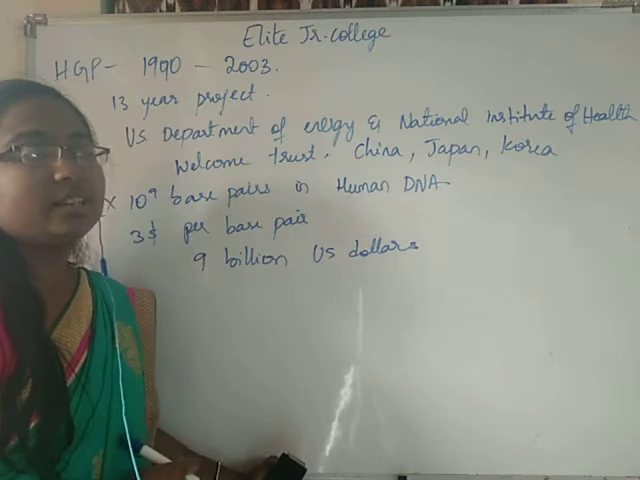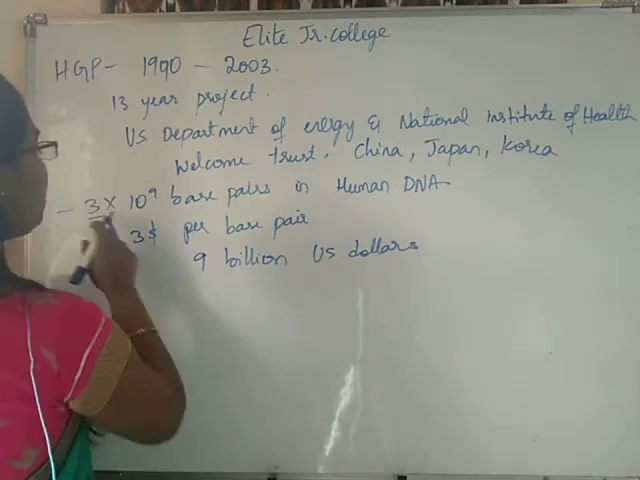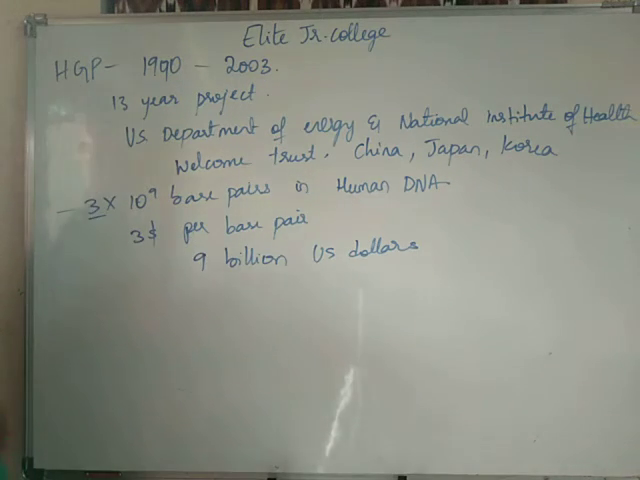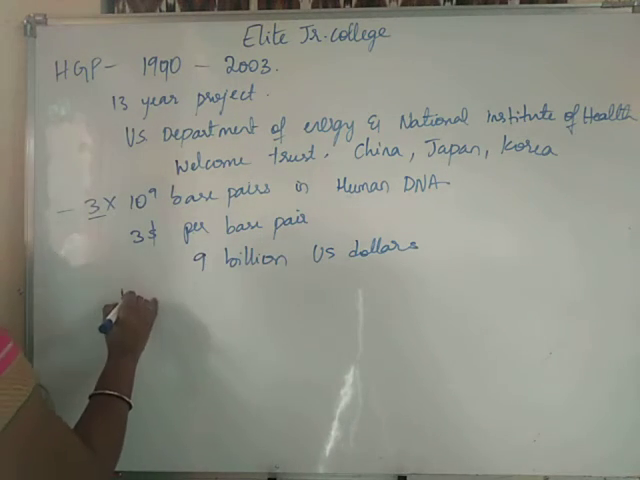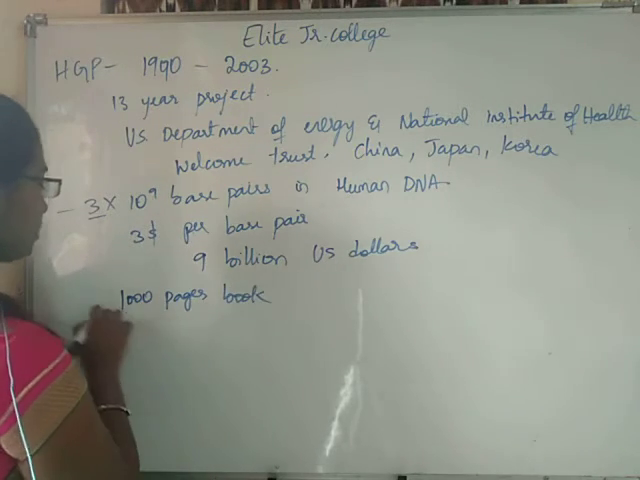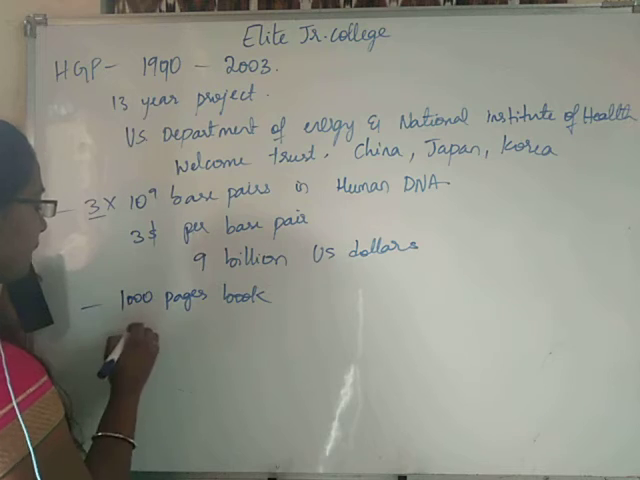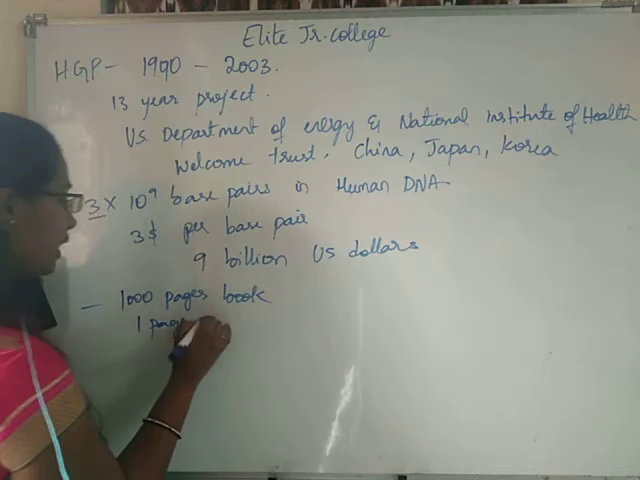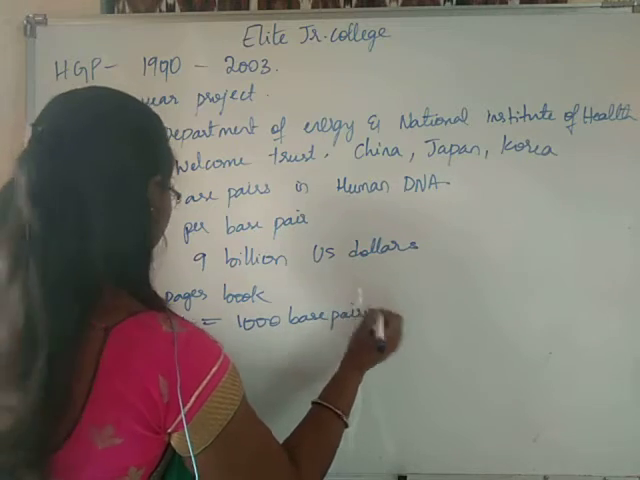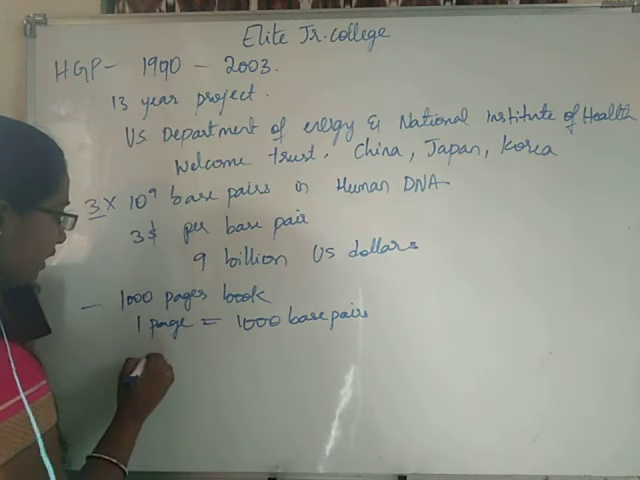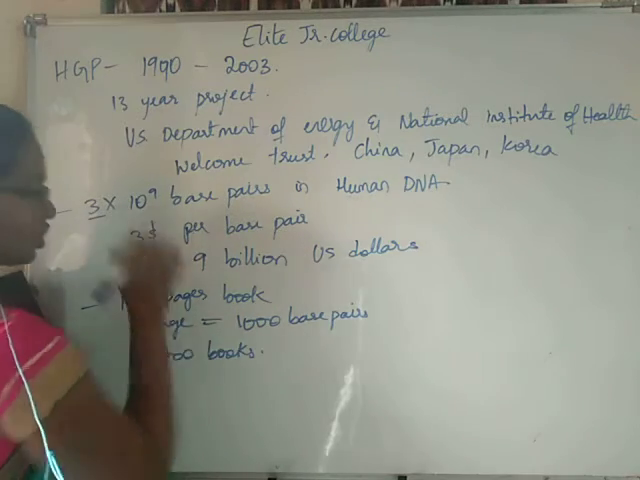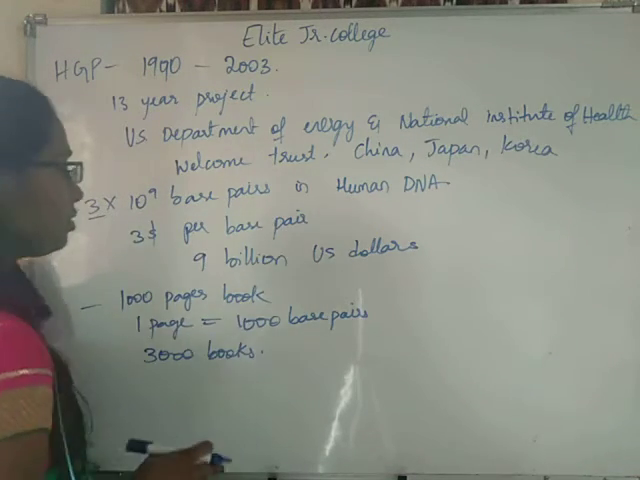And the other thing is, see students, how many are there? 3 into 10 to the power of 9 base pairs are present in the human DNA totally, right. So, if we are using a 100 pages book, and in one page, if we are adding 1000 base pairs, then we require nearly 3000 books of such kind.